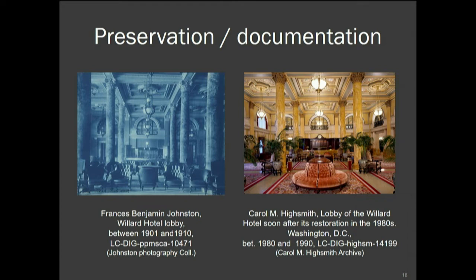Another example is preservation and documentation. The left side is Francis Benjamin Johnston's photo, 1910-ish, of the Willard Hotel in Washington, D.C., and this is the lobby. The right side is the same scene of the lobby, about 80 years later, by Carol Highsmith. So it's a comparison of how it changed or didn't change, and these comparisons can serve as documentation.